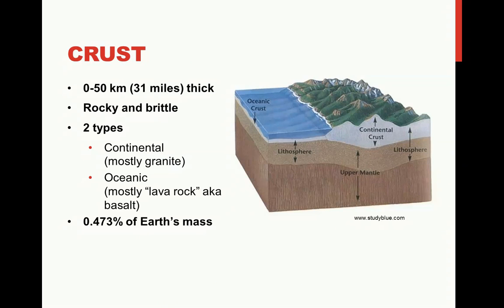We'll start with the layer that we're most familiar with, the crust. The crust can be 0 to 50 kilometers in thickness. It's rocky and brittle and has two main types. Continental crust is mostly granite, while oceanic crust is mostly lava rock, also known as basalt. The crust makes up 0.473% of the Earth's total mass.